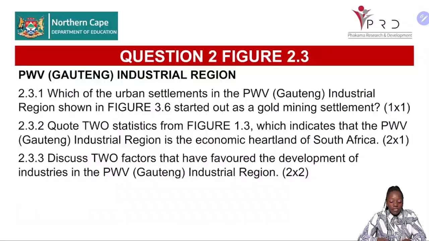So we have the first 3 questions: which of the urban settlements in the PWV Gauteng industrial region in figure 3.6 started out as a gold mining settlement. So you'll remember that you are given the 3 urban settlements in the PWV. Then your 3.2.3, quote 2 statistics. So you are quoting 2 statistics. Remember, again, as we've said, you need to learn to underline the keywords so that you can see how you're going to structure your answers. So you quote 2 statistics from figure 1.3, which indicate that the PWV Gauteng industrial region is the economic heartland of South Africa.